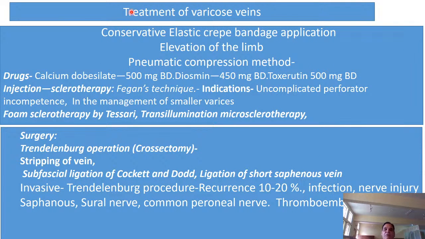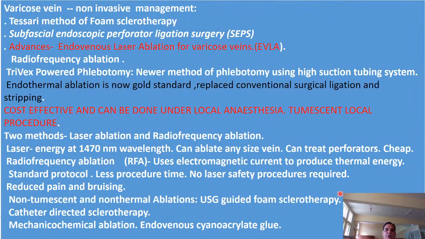So again this simple graph: treatment, first conservative. How do you do it? Elevation, pneumatic compression, calcium dobesilate, injection sclerotherapy, Fegan technique, Tessari technique, transillumination microsclerotherapy. This is given in short. Surgery: Trendelenburg, stripping, superficial ligation. Invasive Trendelenburg, recurrence is known, infection, nerve injury, the common peroneal nerve may be involved, and thromboembolism. These are the shortcomings.